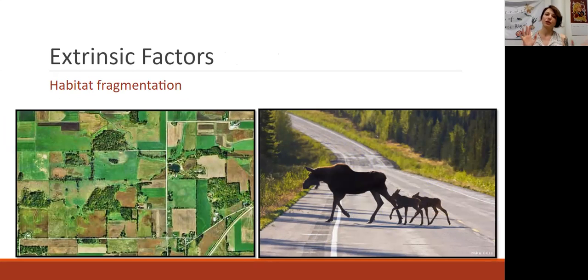So starting with extrinsic factors, these are external threats to a population. One potential one is habitat fragmentation. This is where an animal's habitat has been divided up and populations can no longer interact the way that they used to. And we end up doing this in a variety of ways. So just building a road could potentially cause habitat fragmentation. Building neighborhoods, putting up buildings, putting up fences, putting up walls. This would all be forms of habitat fragmentation.